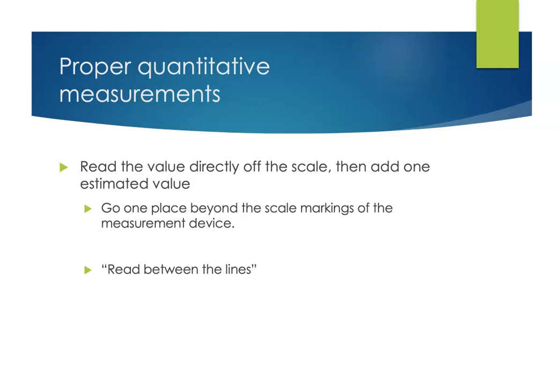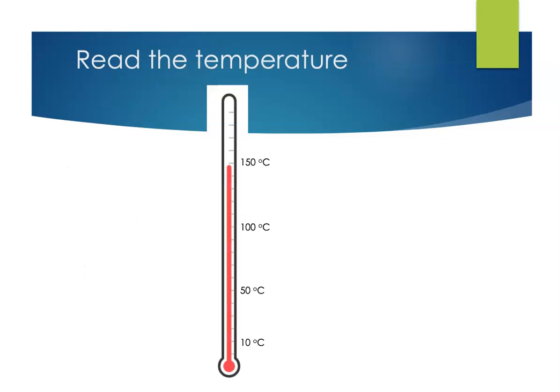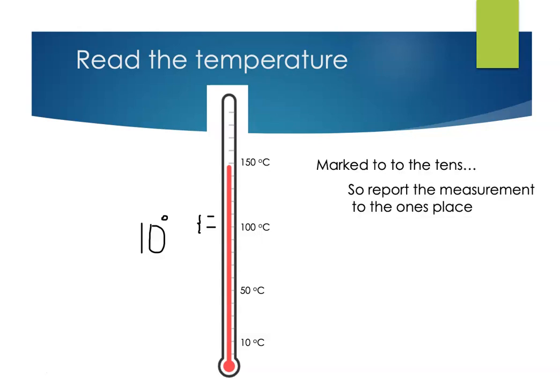So let's do some practice. All right, so let's look at this thermometer. And we see that there's a red liquid in it. It's just below the 150 degree mark. Well, how do we report this properly? Well, you have to look at the smallest markings. Each marking is 10 degrees. So it's marked to the tens, so we can report to the ones place. And so our estimated digit would be in the ones place.